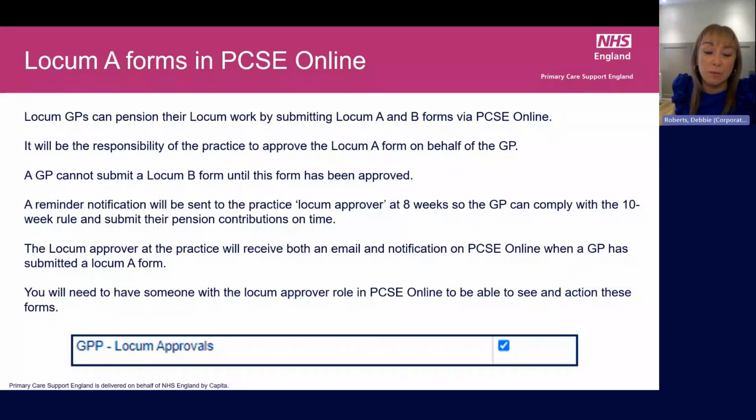So if you've got any locum GPs working at the practice, it might be worth just having a chat with them and seeing if they're looking at submitting forms in PCSE Online. And if they are, making sure that you've got the users set up correctly at the practice. And just as you can see on screen here, it's a GPP locum approvals role that you'll need to assign. And again, you'll just follow the steps as I previously mentioned on how to edit your user when you're adding and assigning roles.